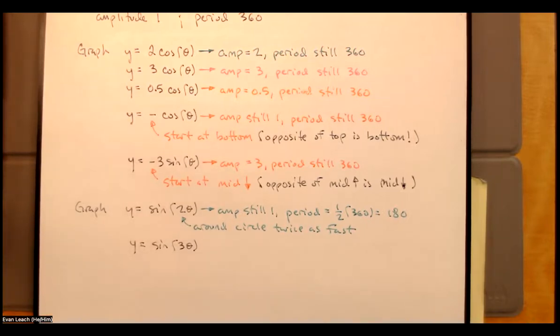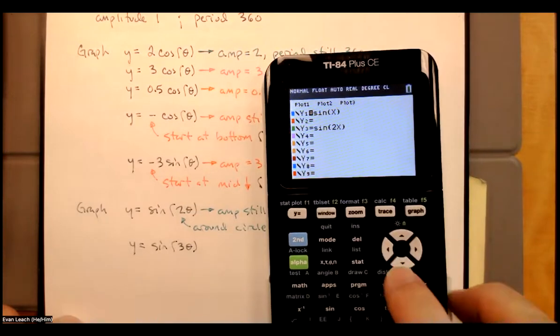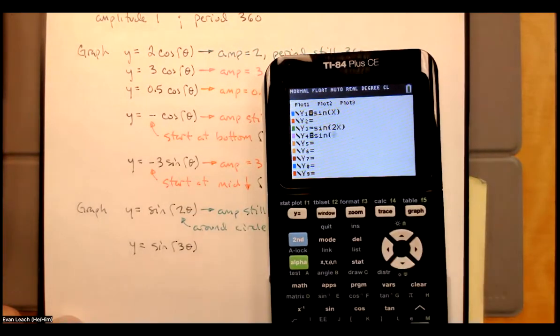We'll do the same thing again. I'm going to change from multiplying by 2 to multiplying by 3. I'm going to turn off the green one because this one gets messy. But we're going to look at sine of 3x.